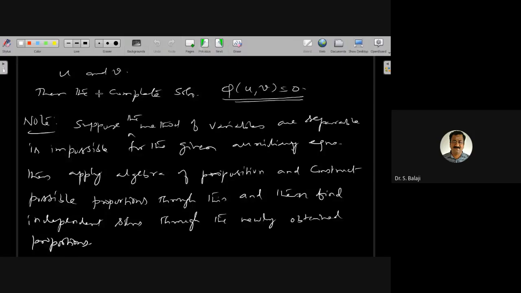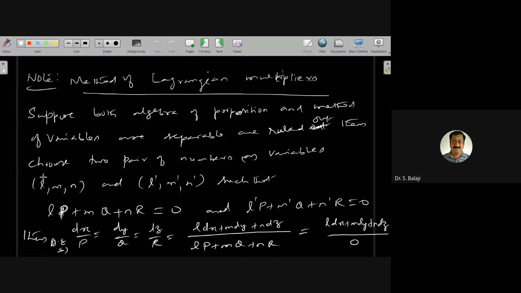You can get the solution, and then the complete solution is pi of U comma V is equal to 0. Suppose that is not suitable, you can apply algebraic proportion and get some possible proportions and then solve that one. If that is also not suitable, then you can find two sets of numbers, L, M, N and L dash, M dash, N dash, such that LP plus MQ plus NR equal to 0. And here we are using algebraic proportion.